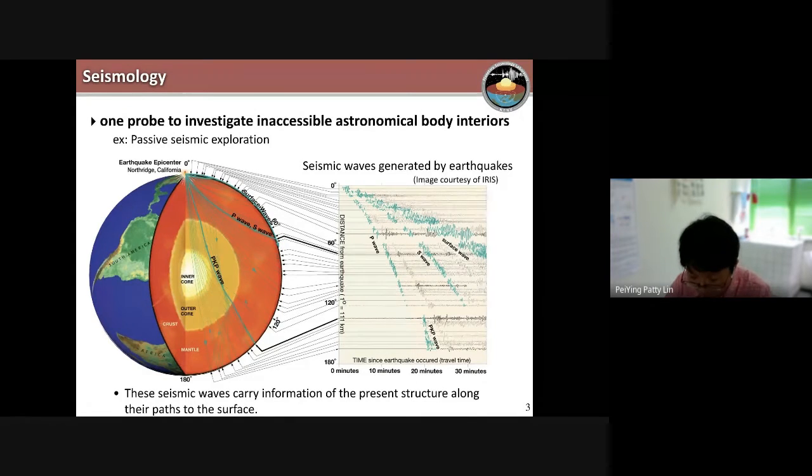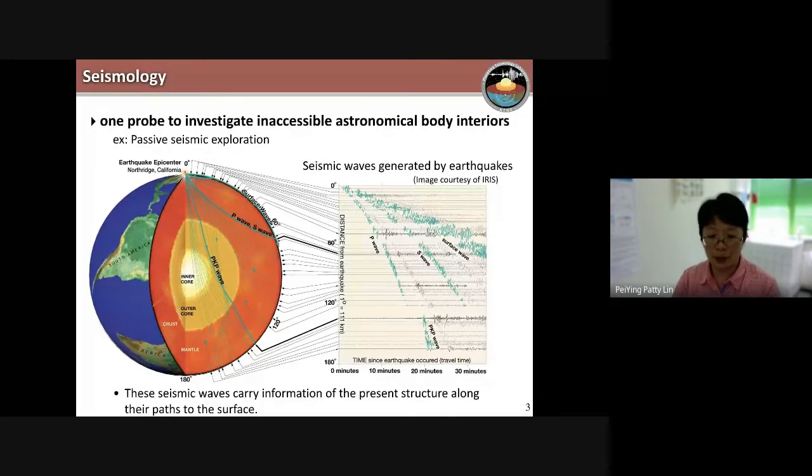For this phase, we call it the PKP phase. The PKP waves travel through the mantle, go into the outer core, go into the mantle again, and are recorded at the surface. They bring out all the information they go through and are recorded at the station. So seismology uses this kind of signal to look for and understand the structure in the Earth's interior.